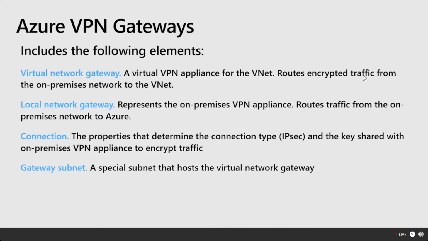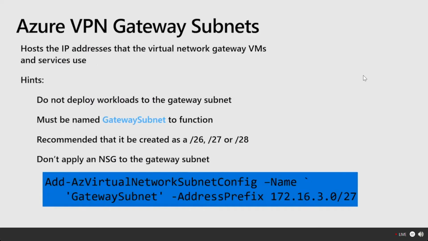Let's look at that a little bit more. The Azure VPN gateway subnets host the IP addresses that the virtual network gateway virtual machines and services use. So we want to protect this subnet. We don't want to deploy any other workloads into this gateway subnet, and we have to name it GatewaySubnet, all one word, for it to function as this VPN gateway. It's recommended that we use a /26, /27 or /28 subnet, and that we don't apply a network security group to this gateway subnet.